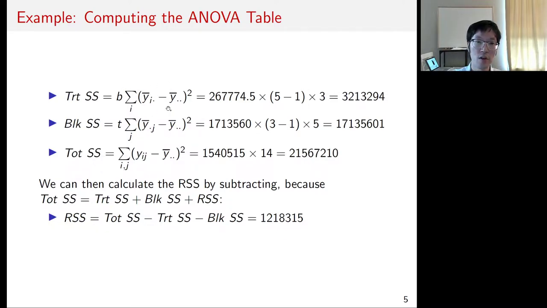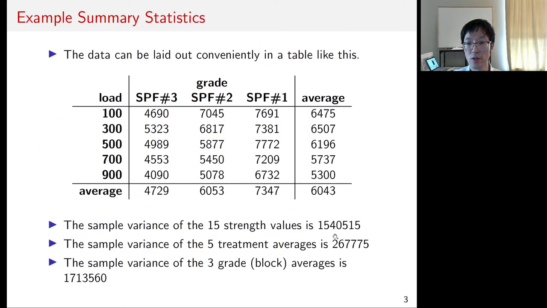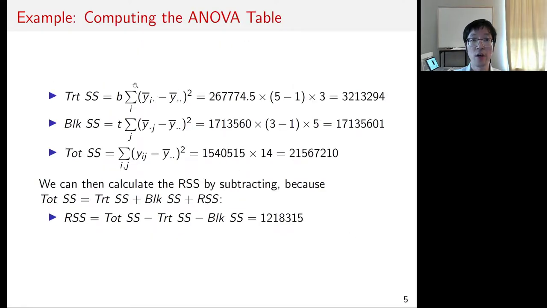We know that this summation over i, if we divide that by T minus one, one less than the number of treatments, would be the sample variance of the five treatment means. One more time, this summation divided by five minus one would be equal to the variance of the treatment means. So that's this number on slide three. Now we need to calculate this summation, so we need to clear the denominator.